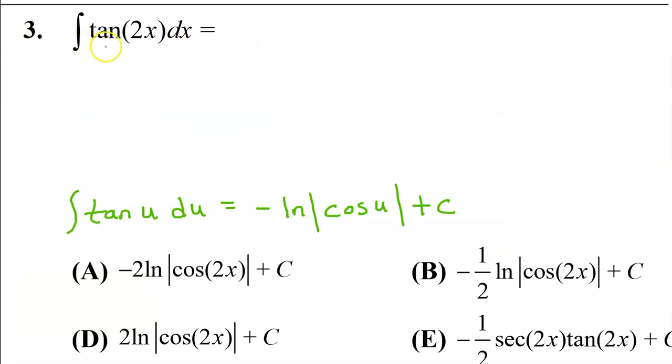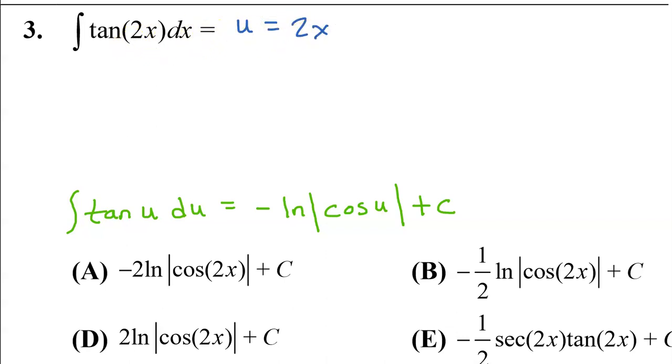Number 3 involves an integration rule that I want you to memorize. The integral of tangent u du is negative natural log absolute value of cosine u plus c. So with that in mind, let's do u substitution and let u equal 2x.